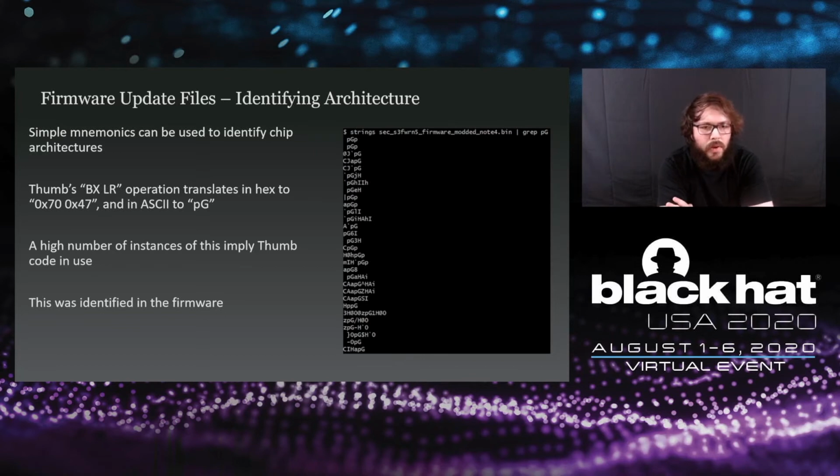Because lowercase p and uppercase g translates to 70 and 47 in ASCII, which is the BX LR or branch and link operation used by ARM devices in order to return from functions, you can quickly identify lots of areas where this has been used. When this is found in large quantities, it usually means that it's using ARM firmware.